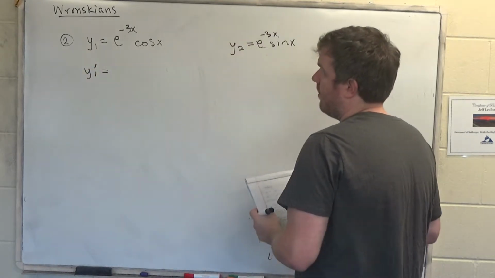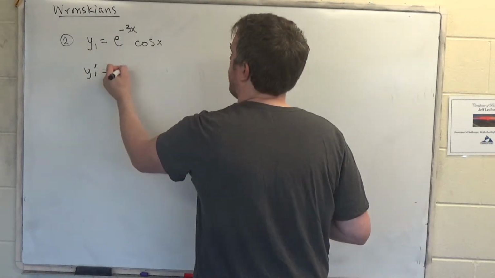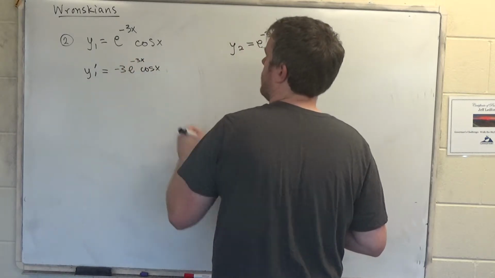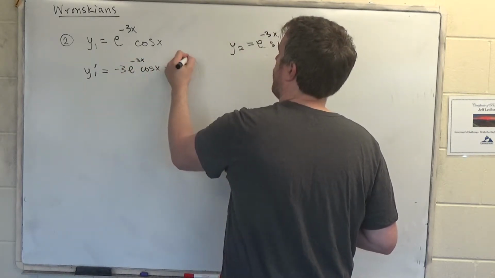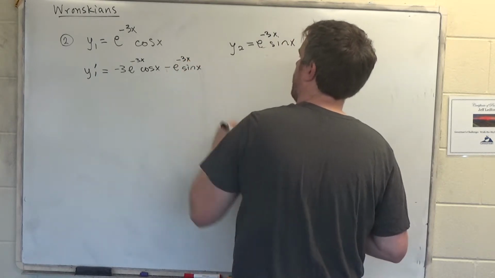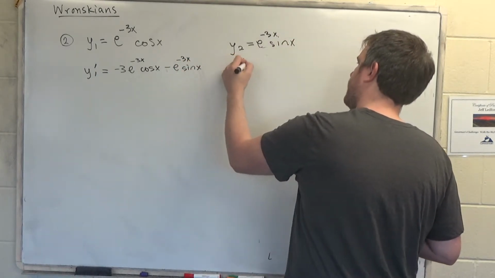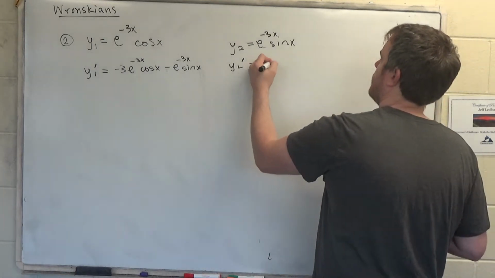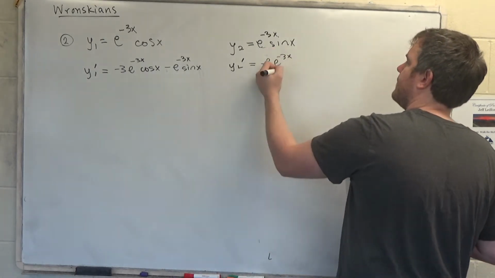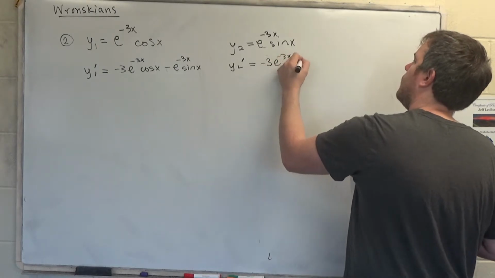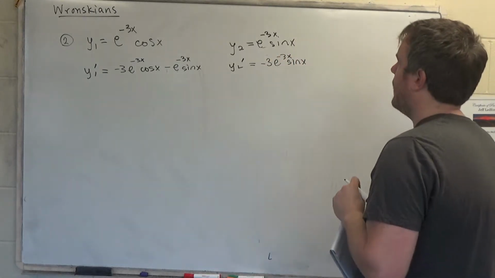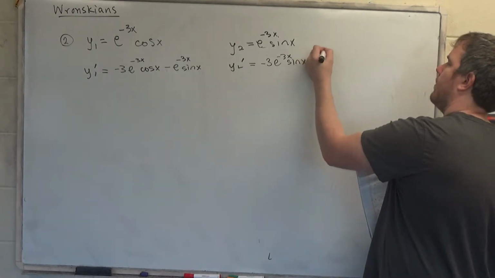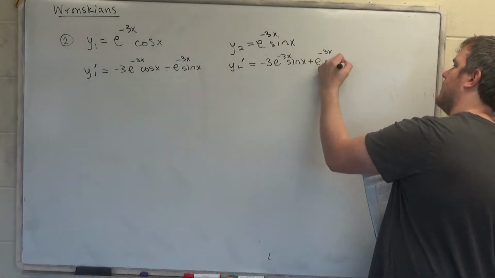Well, the derivative here, y1 prime, is going to be negative 3 e to the negative 3x cosine x minus e to the negative 3x sine x. And y2 prime is similar if we use the product rule. We get negative 3 e to the negative 3x sine x. In this case, we'll get plus e to the negative 3x cosine x.